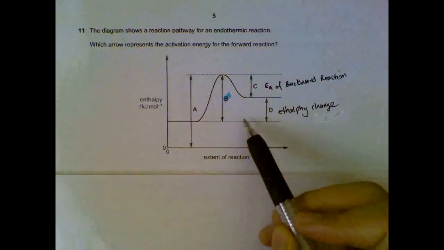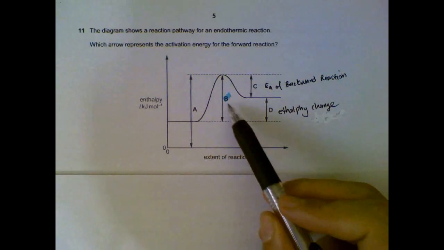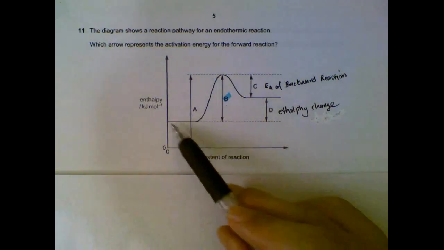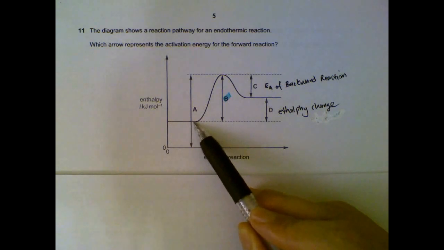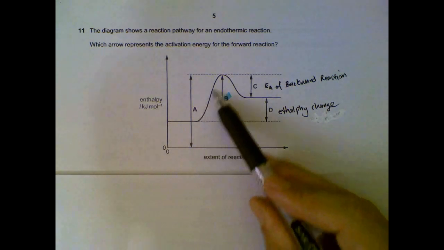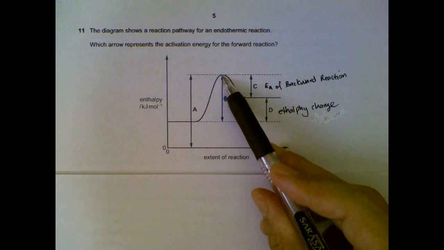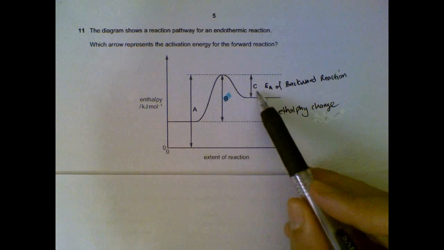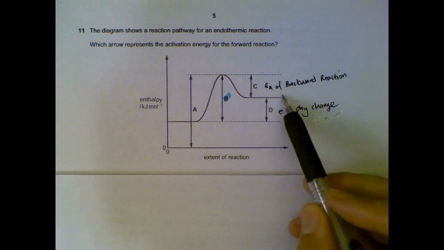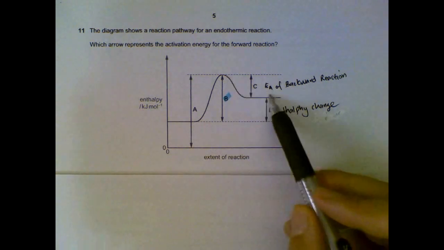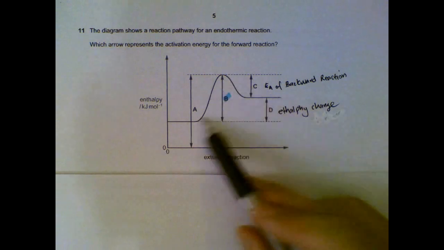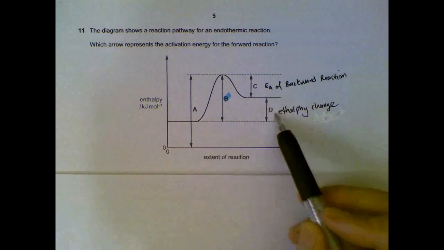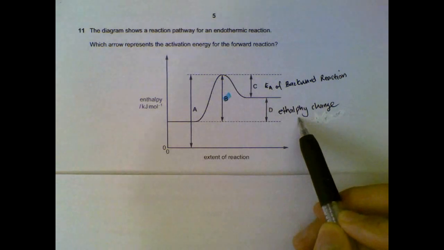Number 11. Which arrow represents activation energy for the forward reaction? So for the forward reaction, we start from the left side, and this is the amount of energy the particles have to attain. So B will be the activation energy for the forward reaction. For comparison, C will be the activation energy for the backward reaction, right, for the products to go back into the reactants. This is the amount. D will be actually the enthalpy change.